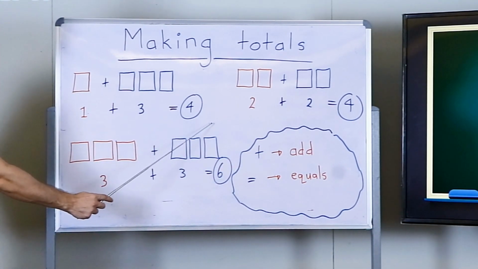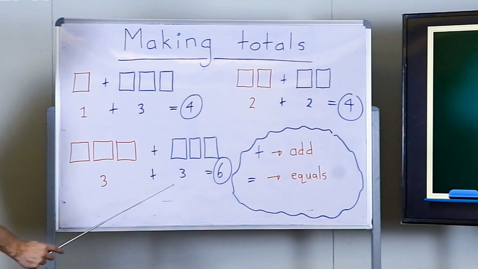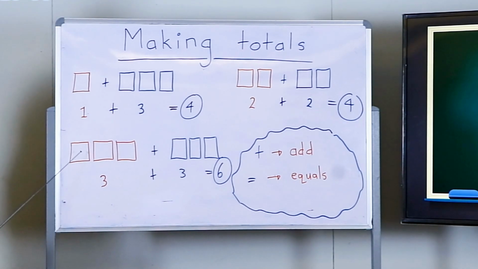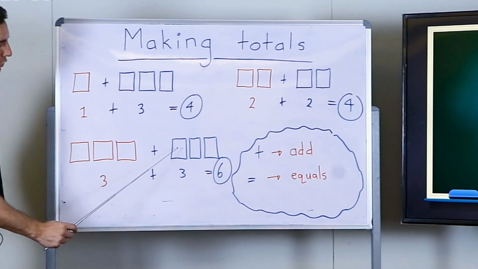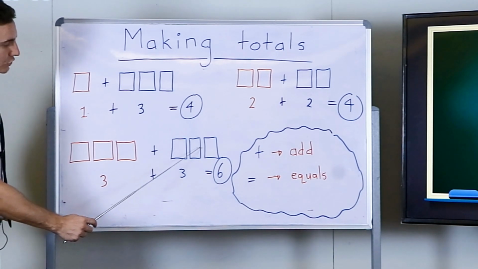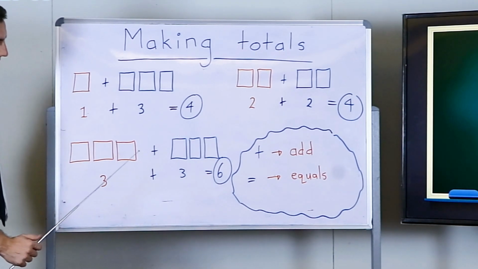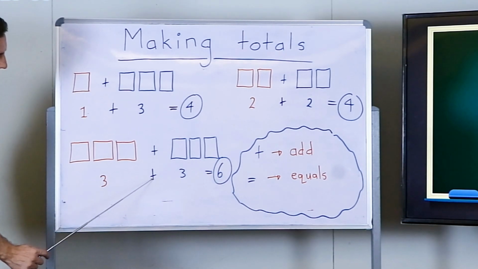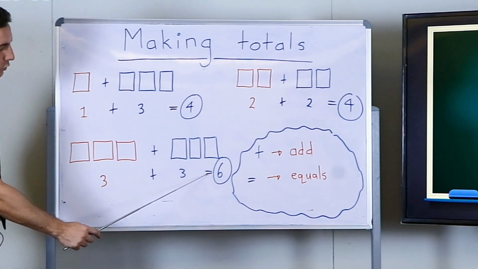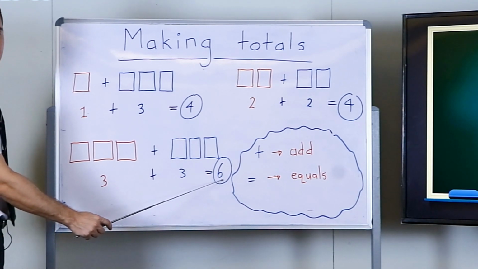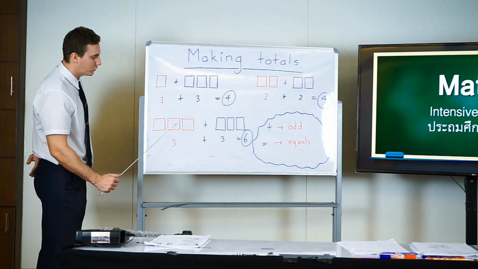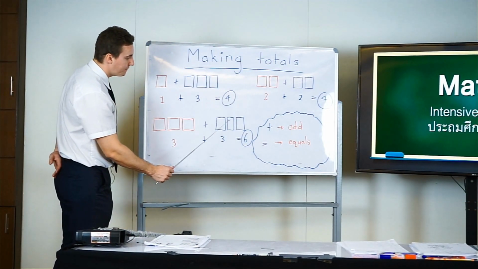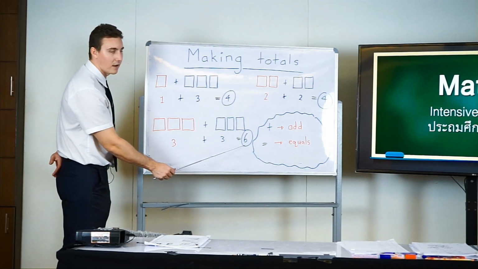Okay, and the last example over here, we have 3 red squares, 1, 2, 3, plus 3 blue squares, 1, 2, 3. Okay, so 3 plus 3 equals 6. The answer is 6, and if we had to count 1, 2, 3, 4, 5, 6, we get the answer.